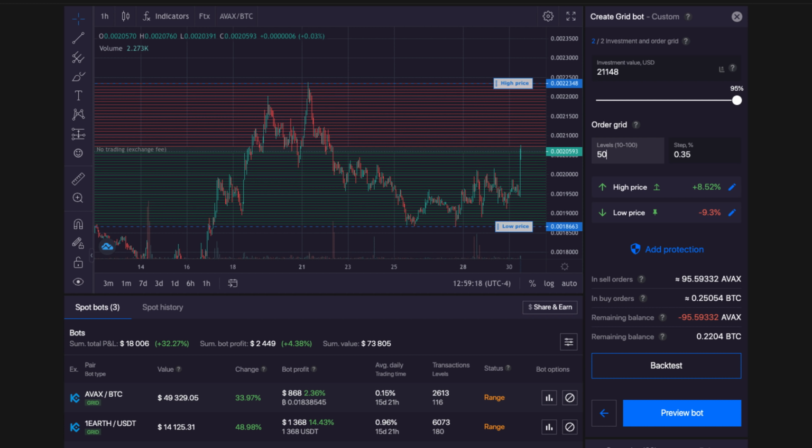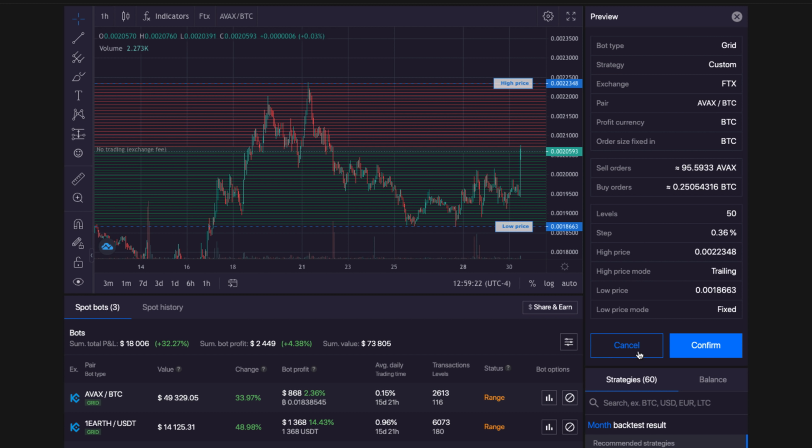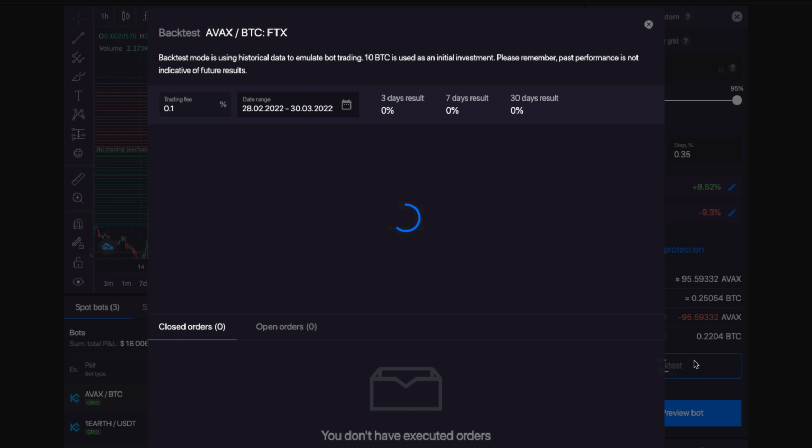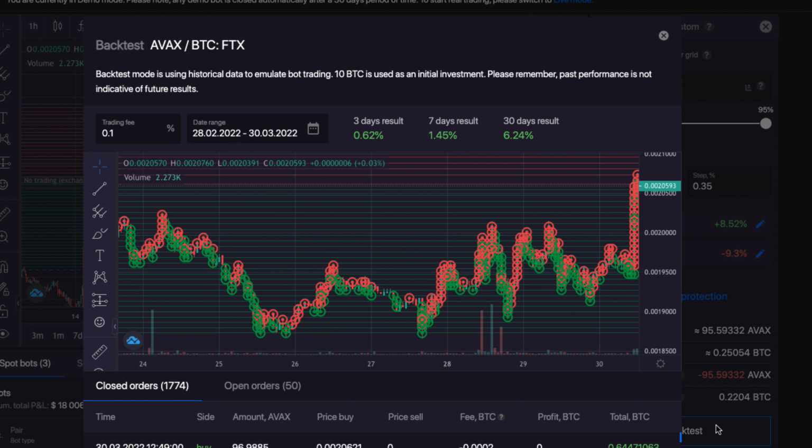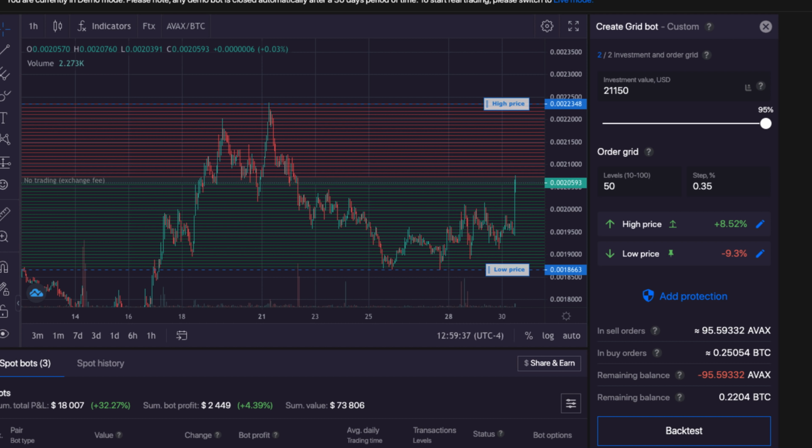You can also change the amount of grid lines. Here I'm going to cut the lines in half to see if that makes a difference. And we can see in this instance, reducing the amount of position entries and exits actually yields a better result over the previous 30 days, increasing our return to 6.24% over the specified time period.